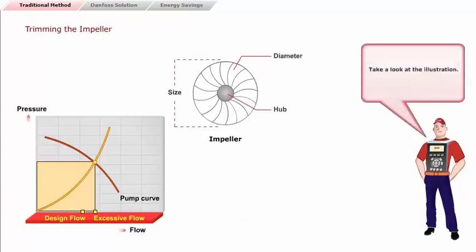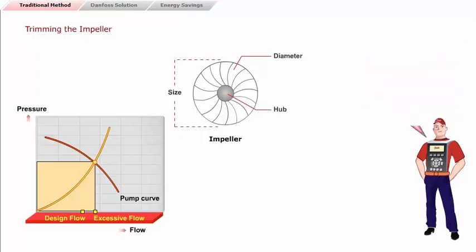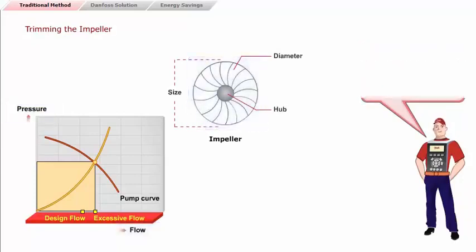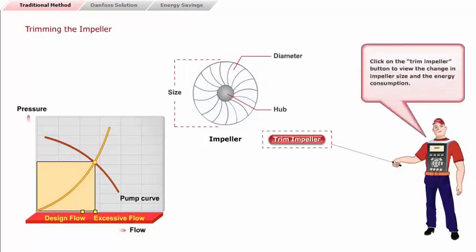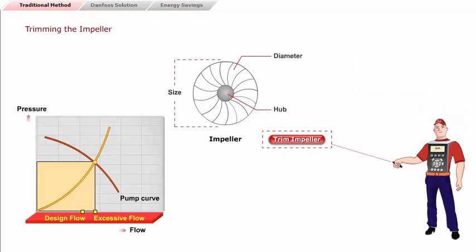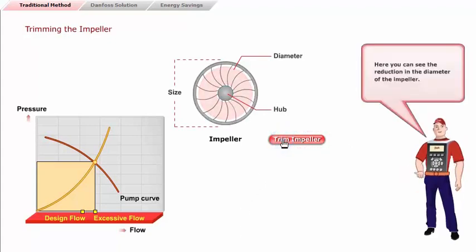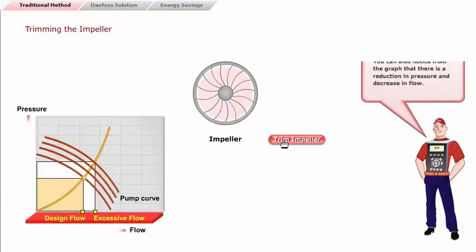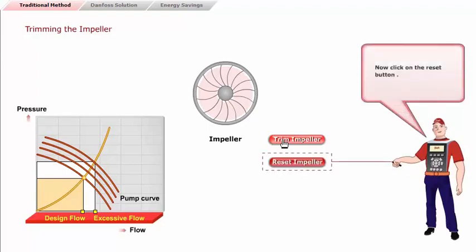Take a look at the illustration. It shows the pump impeller without trimming. You can also notice from the graph that the pressure is high and the flow in excess without trimming the impeller. Click on the Trim Impeller button to view the change in impeller size and the energy consumption. Here, you can see the reduction in the diameter of the impeller. You can also notice from the graph that there is a reduction in pressure and decrease in flow. Now, click on the Reset button.